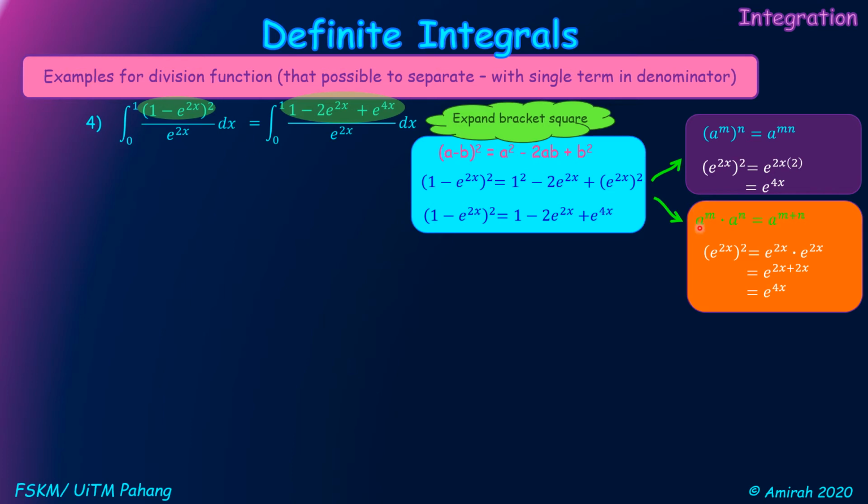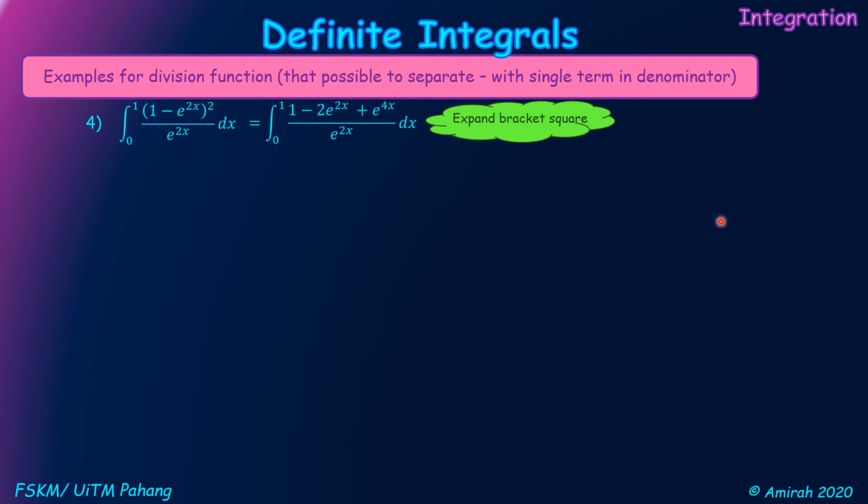Or we can use a to the power of m times a to the power of n, which equals a to the power of m plus n. So if we have e to the power of 2x bracket squared, it equals e to the power of 2x times e to the power of 2x. So using the properties of indices, e to the power of 2x plus 2x, we get e to the power of 4x. So to simplify this, we can use either this formula or this formula.